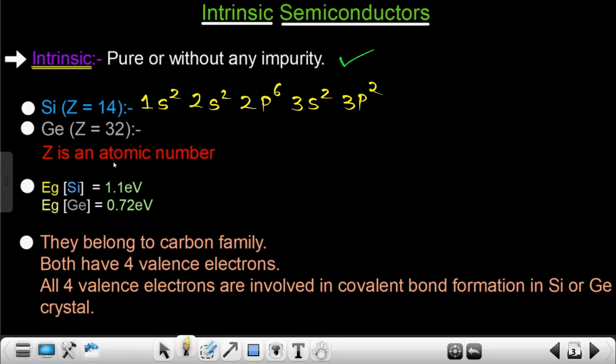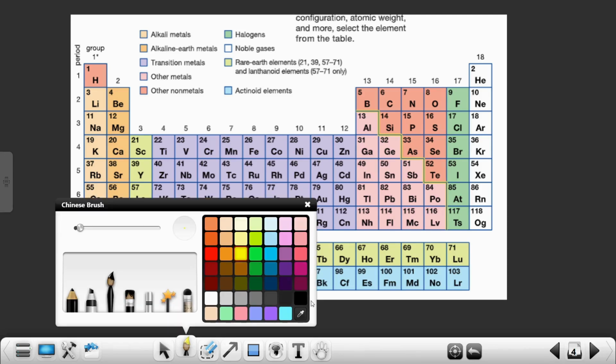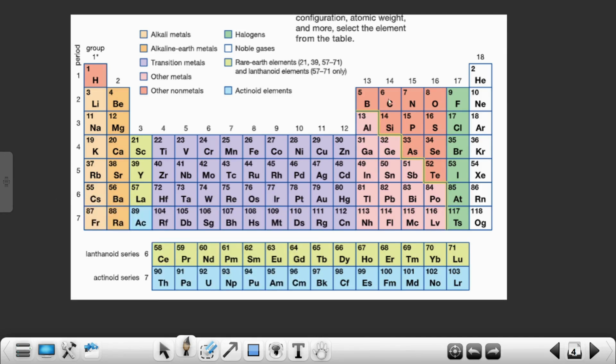I know most of the students who are not from a chemistry background will ask me where you are getting this particular number. So you just go into the periodic table and focus over here. See this particular number. You see silicon and you see this 14. So 14 is its atomic number.